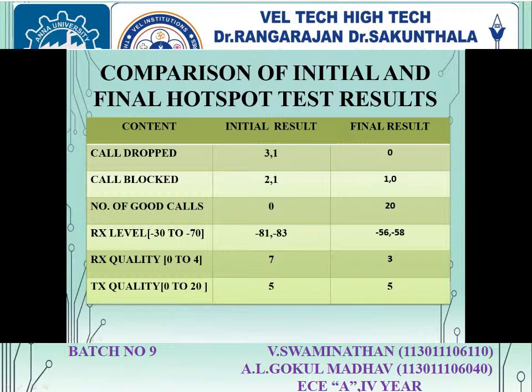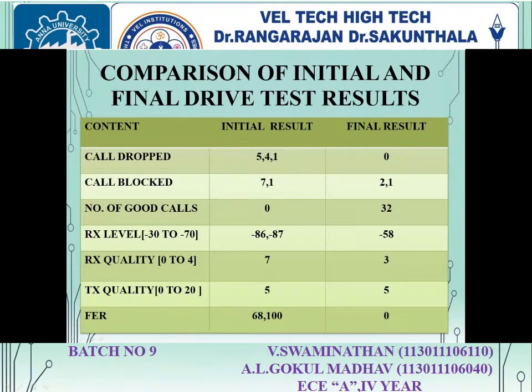Generally transmission quality should lie between 0 to 20. Initially we found that transmission quality is very low. Later it is improved. This is for the drive test. Initially the call drops are 5 and 4. Number of call drops is 5 calls, 4 calls dropped. Later those things improved, so no call drop is there. Like that no call block is there. So number of good calls improved from 0 to 32.